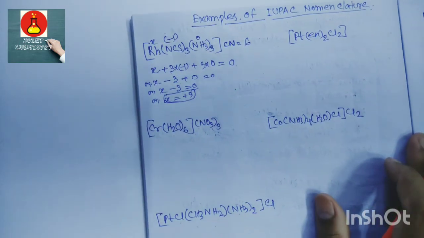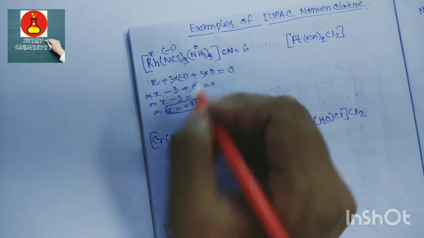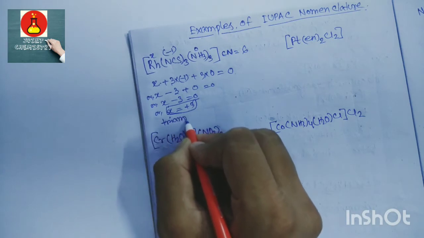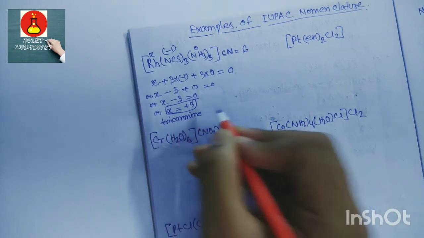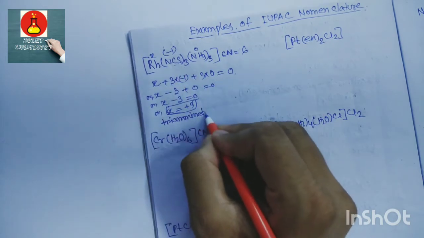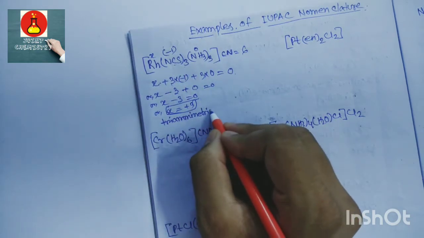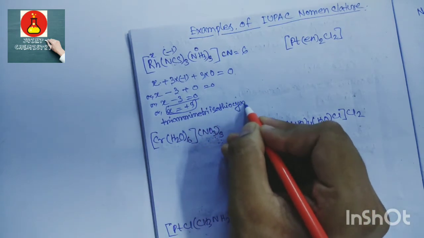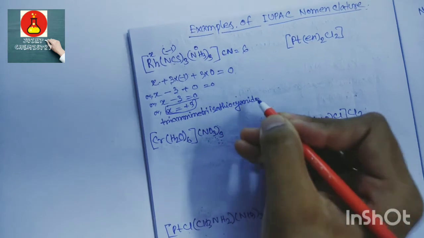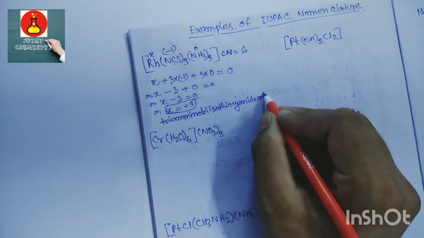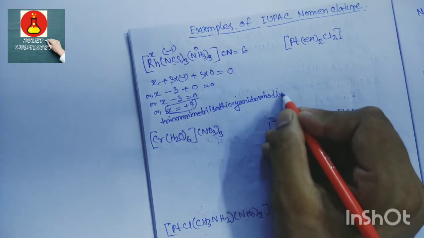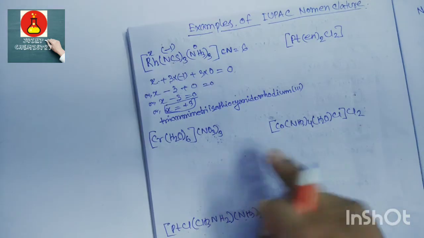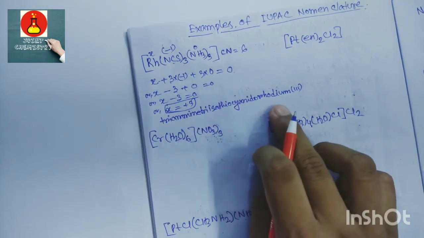Now let's write down its name. First we will start from amine, so triamine, then triisothiocyanido, then rhodium 3. Okay, so this is the name of this first complex.